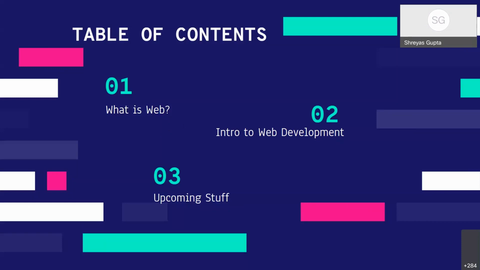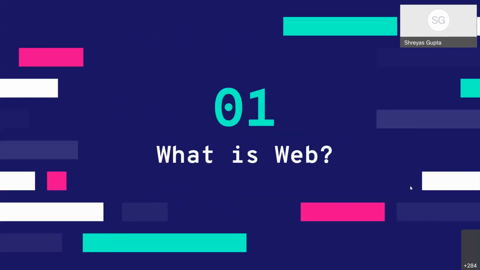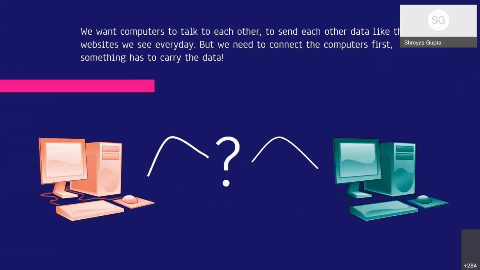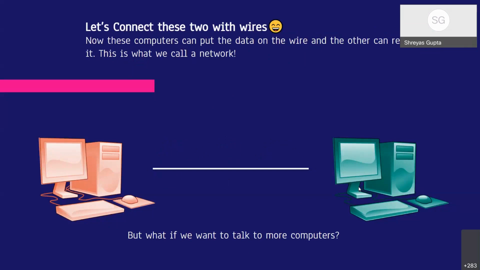So let's start with what is web. So yeah, what is the web? First let's get to the problem, right? We want to connect computers. We want computers to talk to each other, to send each other data. I'm sitting here, you are sitting at your home. We want to send each other data. So how do two computers send each other data? The simplest solution is you connect them with wires, right? You've connected the two with wires, you can send anything through that wire, and now those two computers can talk to each other. But what if we want more computers, right?